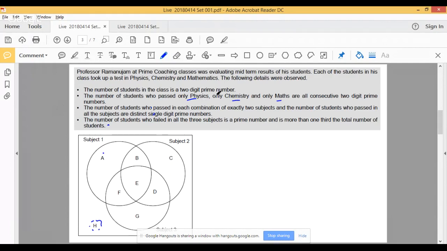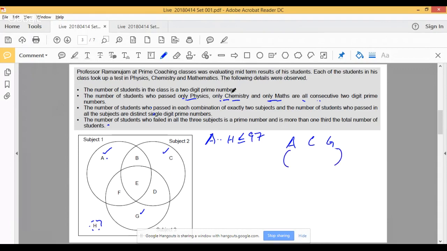Okay, now we know the total number of students is a two-digit prime number. So I have marked the regions A to H. So A to H will be a number which is less than or equal to 97, because 97 is the largest two-digit prime. After that, the next prime number is a three-digit number. The number of students who passed only physics, only chemistry, and only mathematics are all consecutive two-digit prime numbers. So exactly one subject, any of them, A, C, G.